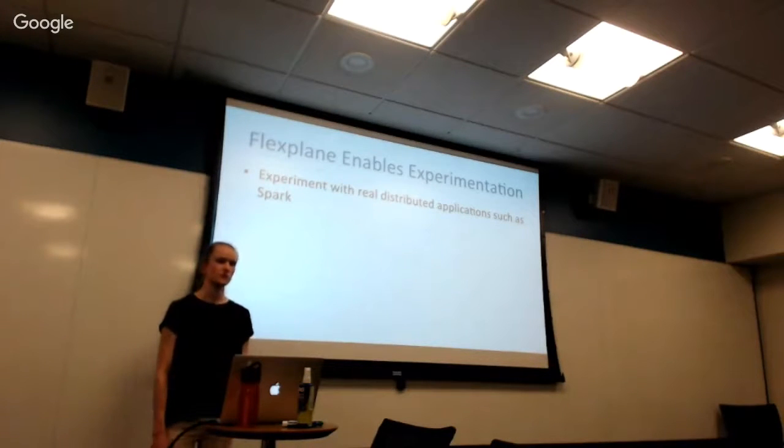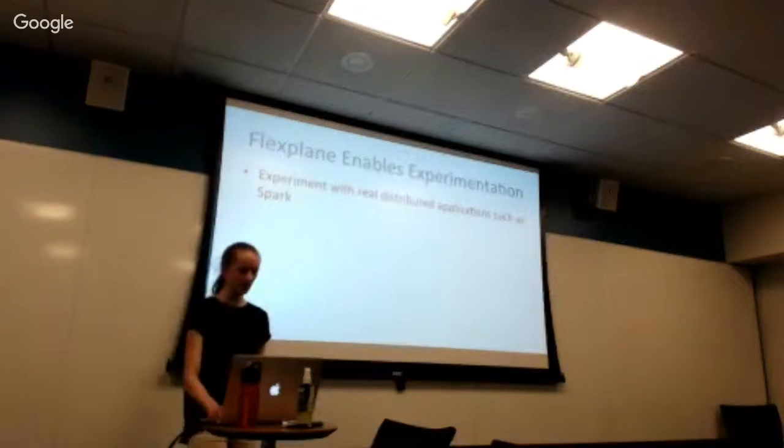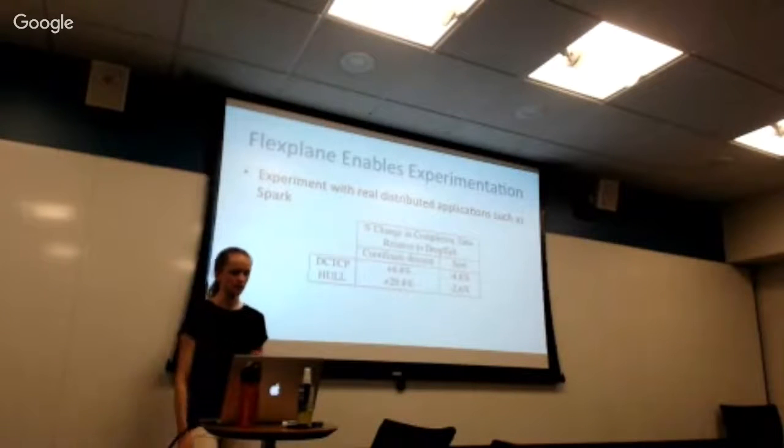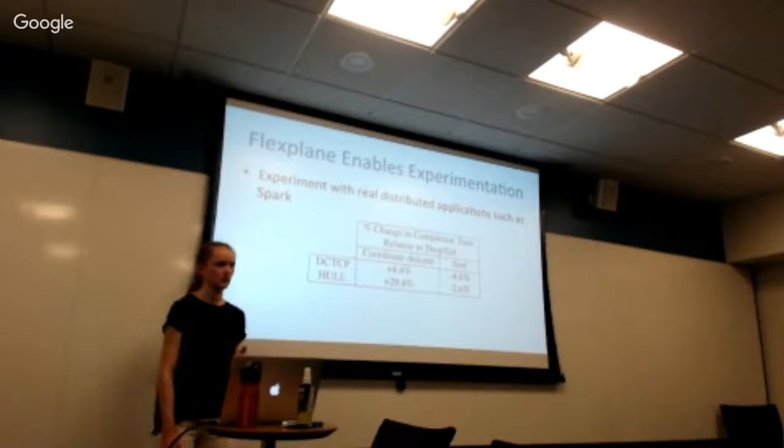We also used Flexplane to evaluate how new resource management schemes affect the performance of an unmodified distributed application that uses other resources besides network, such as CPU. For this experiment, we ran two different Spark applications using Flexplane to implement DCTCP with a small task. Both DCTCP and HULL yielded small improvements in completion time over Droptail.